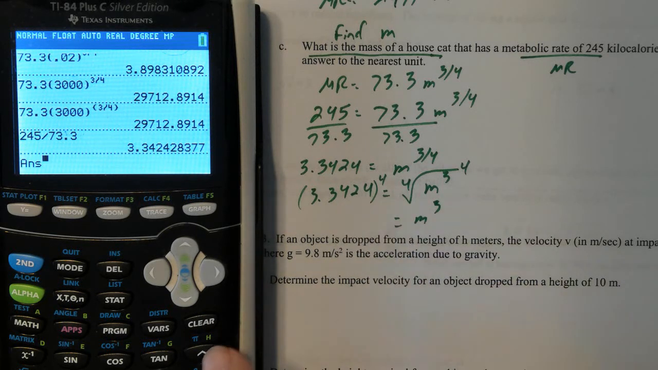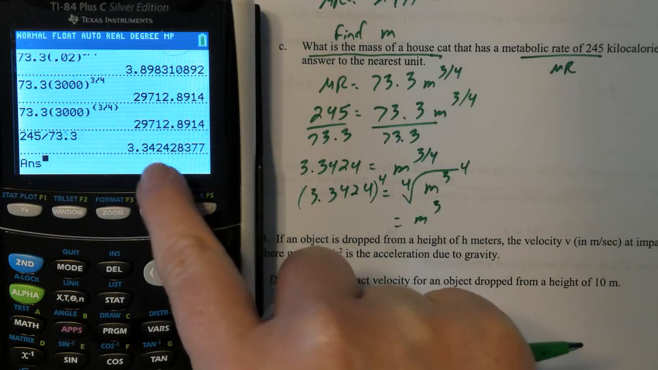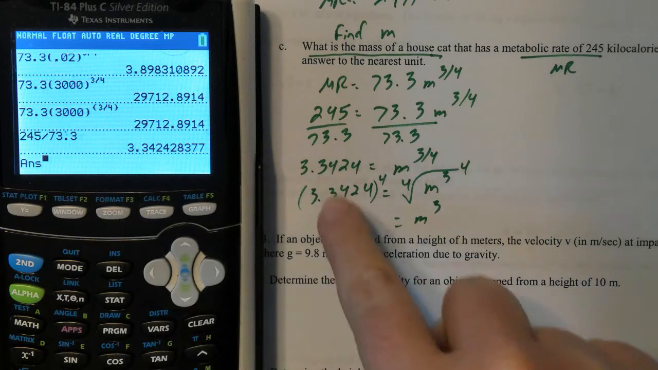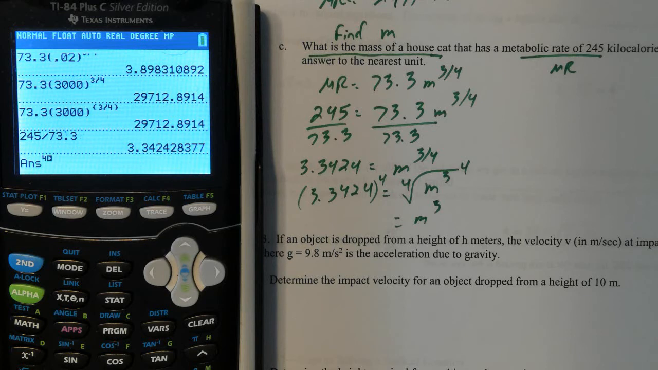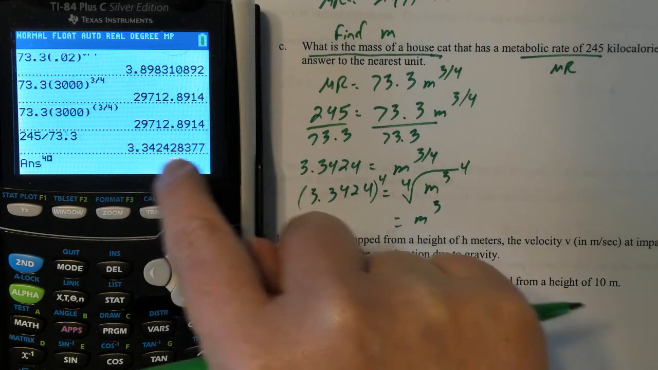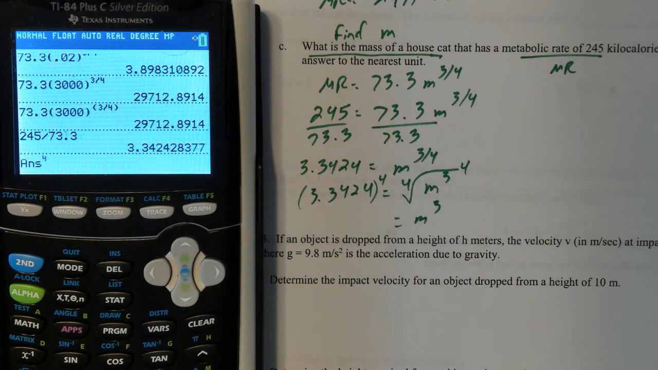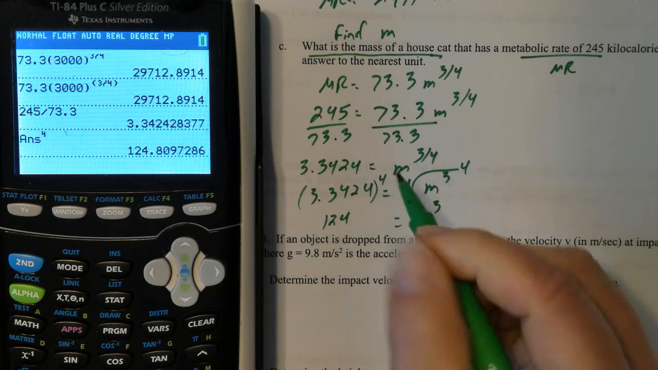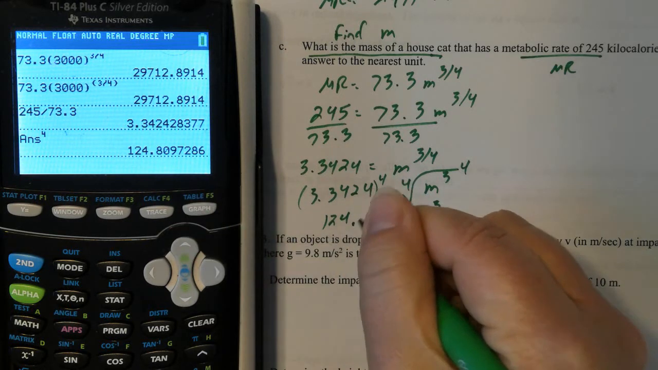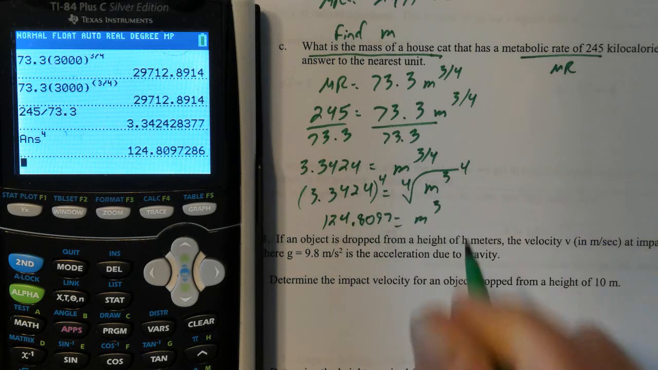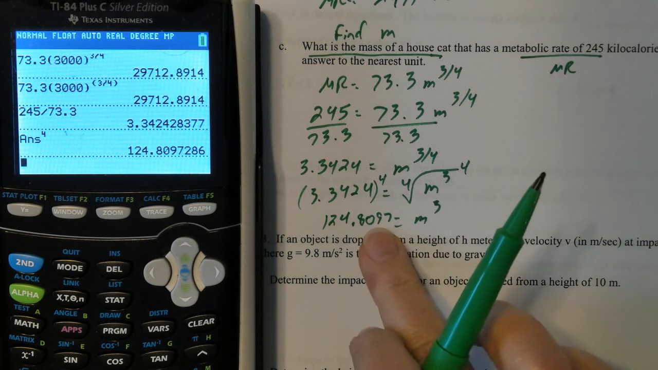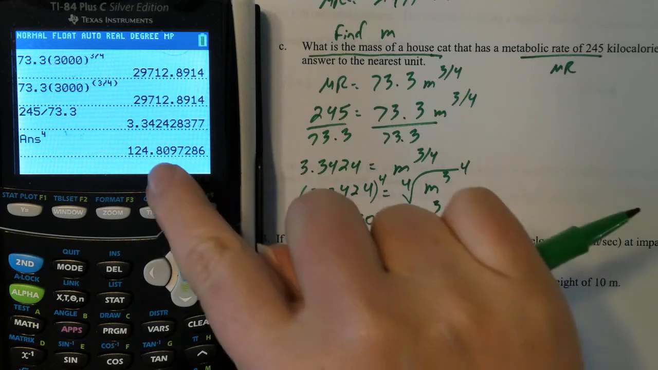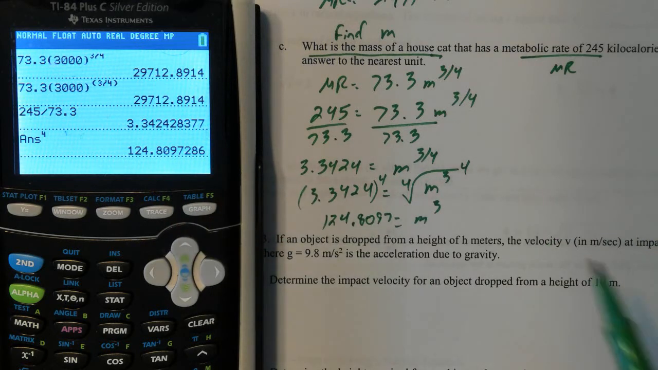Now notice what happened. As soon as I hit the caret, it said, oh, you want me to take that last answer and raise it to the 4th. What it's doing is using the entire number, so I don't have to retype it. All right, so 3.34 whatever raised to the 4th is 124.8097 blah, blah, blah. Again, I'm only going to write down the first few digits, but I want my calculator to remember that whole thing.